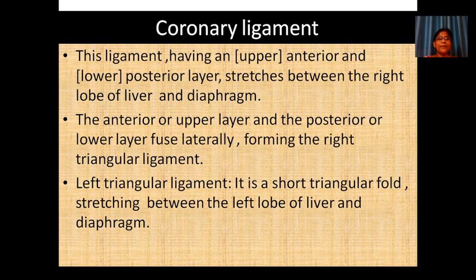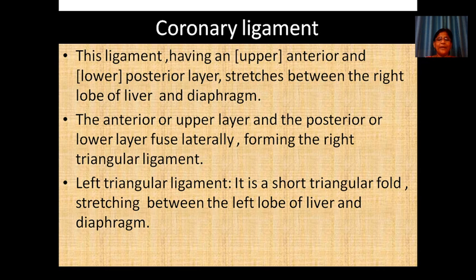Next is the coronary ligament. This ligament has upper or anterior and lower or posterior layers. Two layers. The coronary ligament consists of an upper layer and a lower layer. These layers stretch between the right lobe of the liver and the diaphragm. And then the anterior or upper layer and the posterior or lower layer fuse laterally, forming the right triangular ligament.